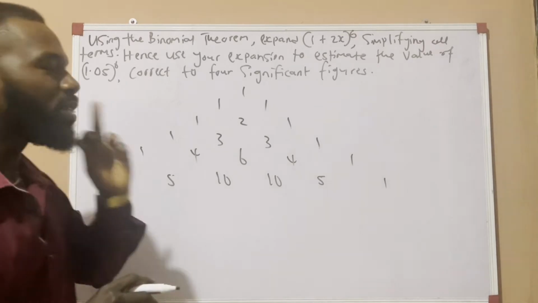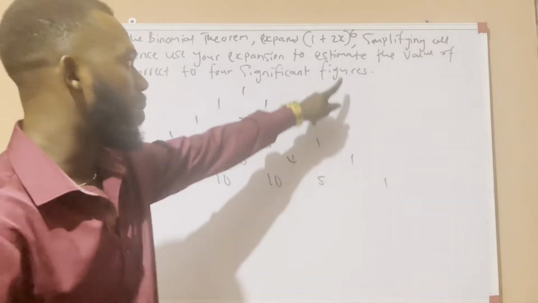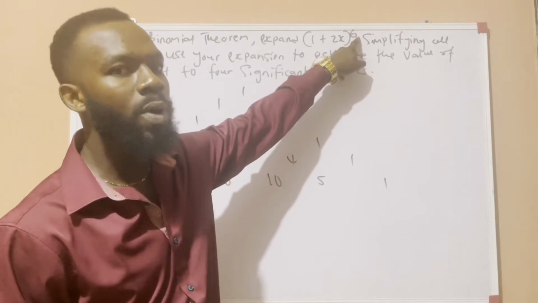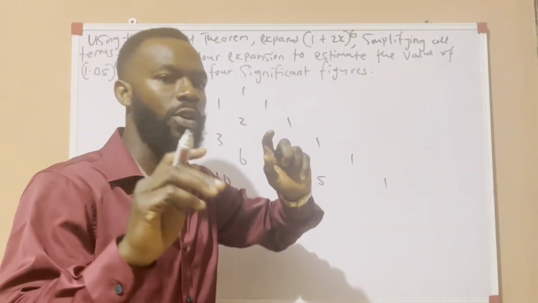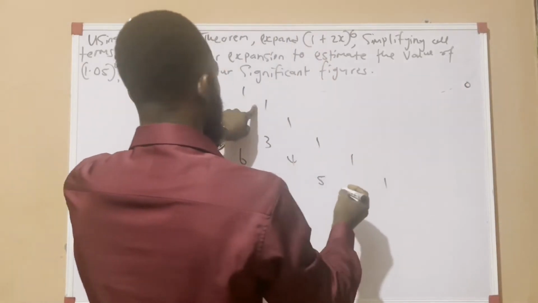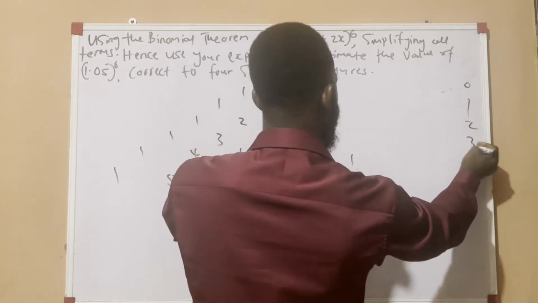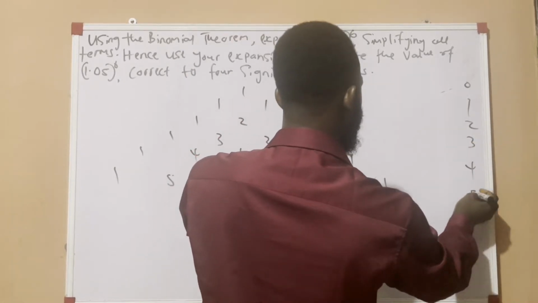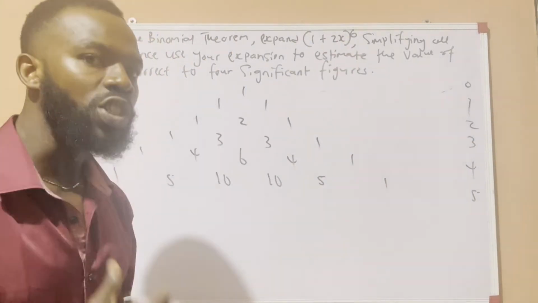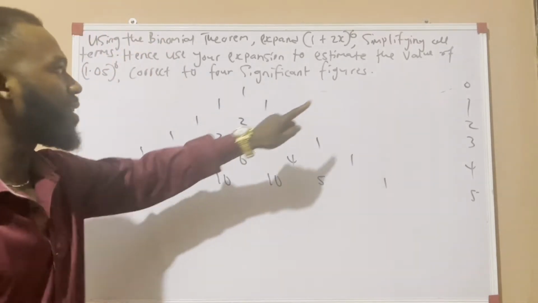Now, mind you, there is a number you will do this to, and what determines that number is the power. Class, what power do I have here? 0. Now, this is how you number. The first one is 0, the second is 1, and this is 2, and this is 3, and this is 4, and this is 5. So it means we have not got into our power. So it means we have one more row to get to power 6.